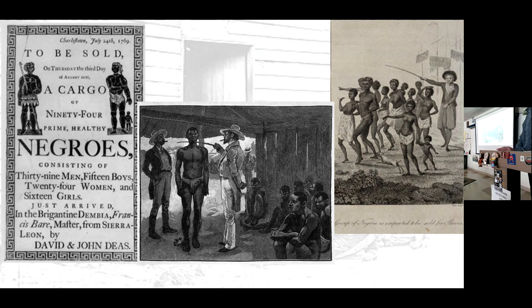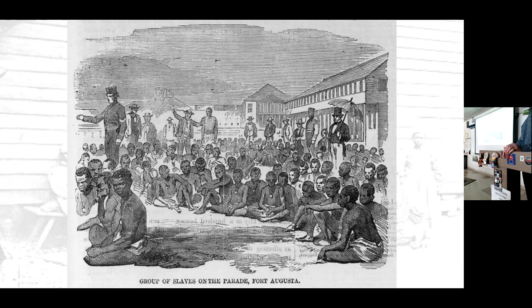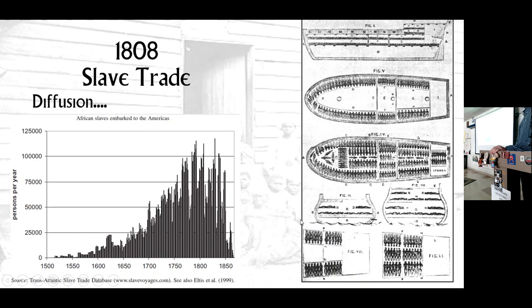And here, a slave market, this is Augusta, Georgia. These slave markets would exist all the way to the end of slavery, but these are the first ones that get off the middle passage. And that's why in 1808, when the United States banned the slave trade and said no more international slave trade, remember that whole thing about diffusion and spreading them out? Now the United States can say, see, we are no longer part of this horrific trade from Africa.